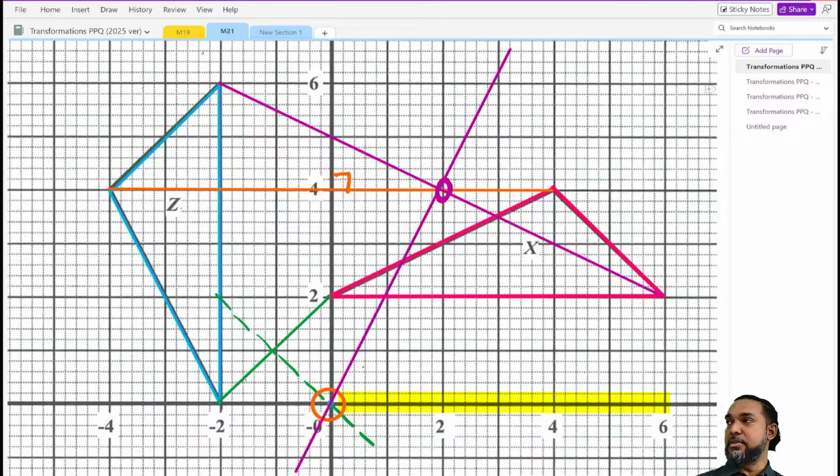And please do tell me you have a fully stocked geometry set for your exam. Okay.